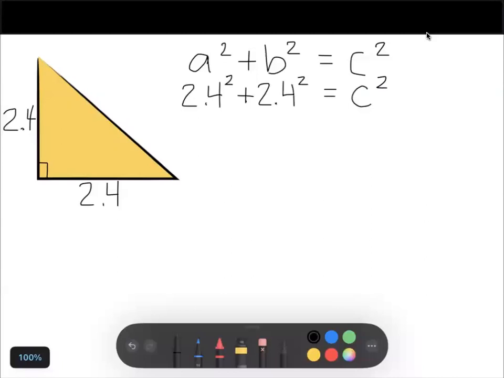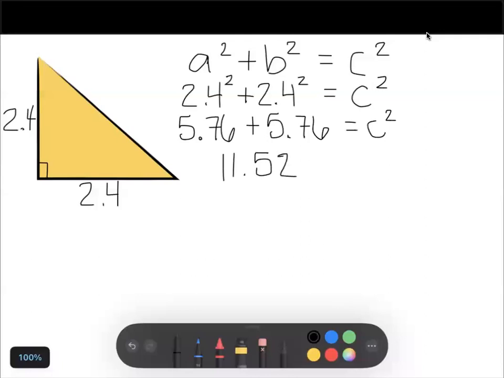Next I need to figure out what 2.4 to the second power is. Again, it depends on your class if you're allowed to use a calculator or if you have to do it by hand. Either way, it should end up being 5.76. And it would be the same for both because it's the same base to the second power, equaling c squared. Okay, so 5.76 plus 5.76 equals 11.52 when I add those together, equaling c squared.